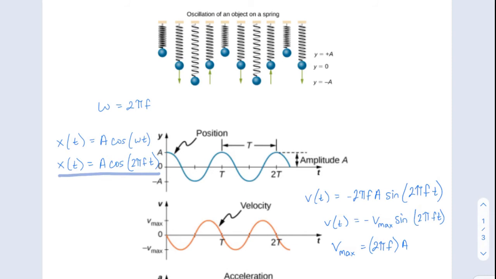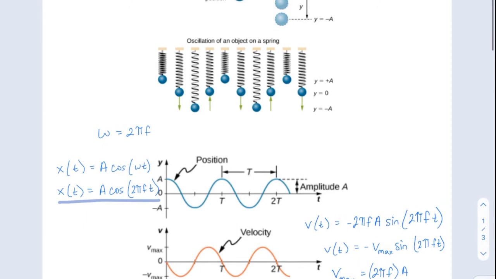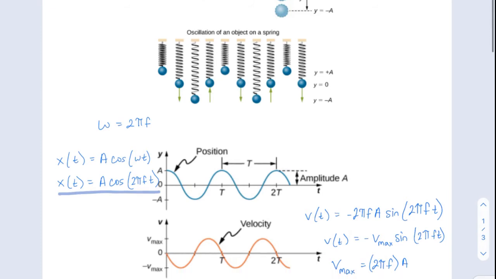And the maximum velocity occurs at the equilibrium point. Like right here is where v max occurs. So you could solve that using conservation of energy, but if you know the equation of motion, you could also figure out what the maximum velocity is just knowing the amplitude of motion and the frequency of motion.